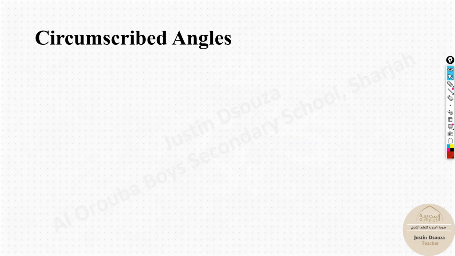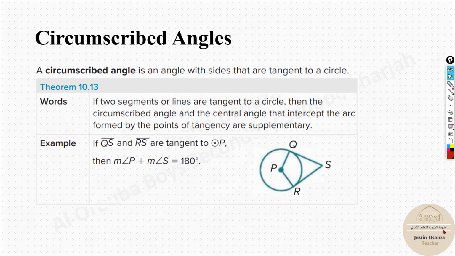Now we will look into circumscribed angles. Circumscribed angles are the angles that are formed when there are two tangents touching the circle. If the angle formed is with the tangent, then that's a circumscribed angle. So the circumscribed angle basically is the angle formed with the tangent to the circle. This will be 90 degrees over here. But there is a rule.